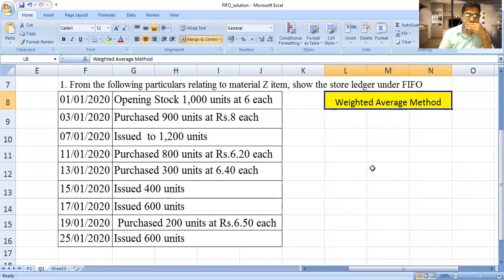Now friends, this is the information about material X: they are provided opening stock, some material they purchase, some material is issued, meaning sold, and we will apply the weighted average method. How we will prepare the stock ledger by using the weighted average method, that we are going to discuss.